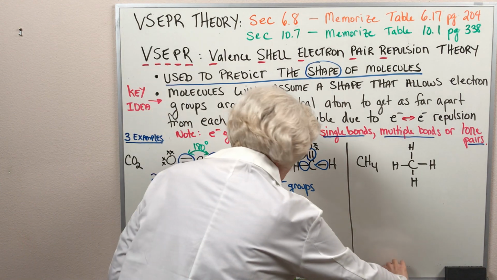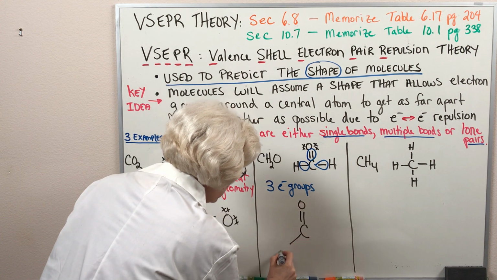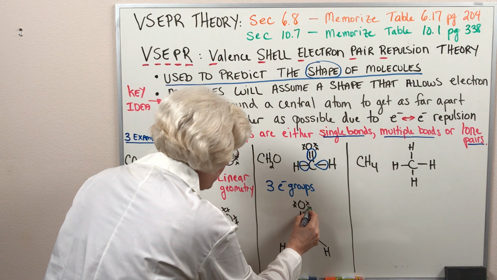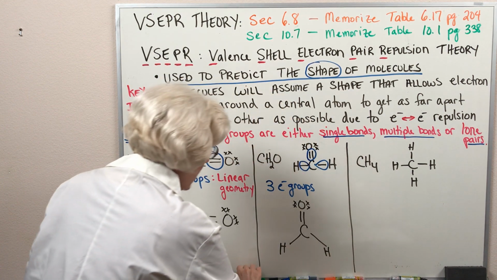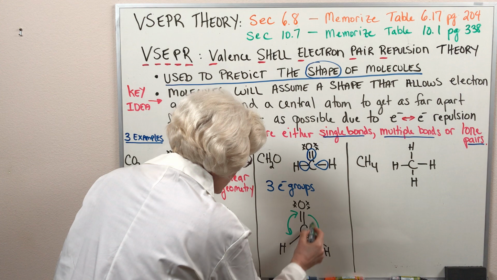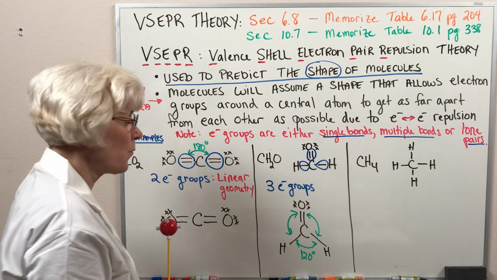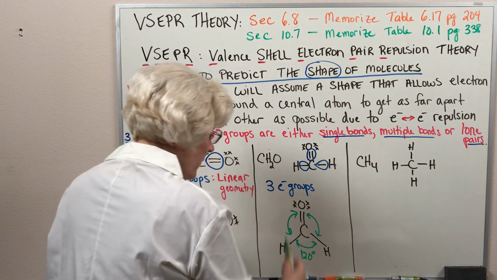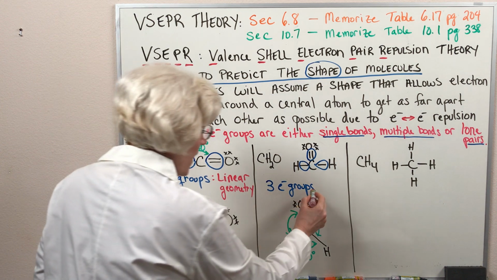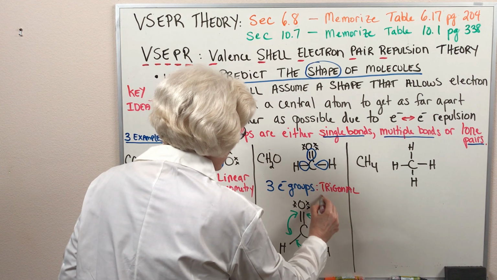So I am going to redraw my formaldehyde molecule to show the shape that the electron groups are assuming. They are moving 120 degrees apart from each other. We call that the bond angle that is found in the molecule. So bond angles of 120 degrees separating these electron groups from each other, and the name that we give to this electron group shape is trigonal planar.